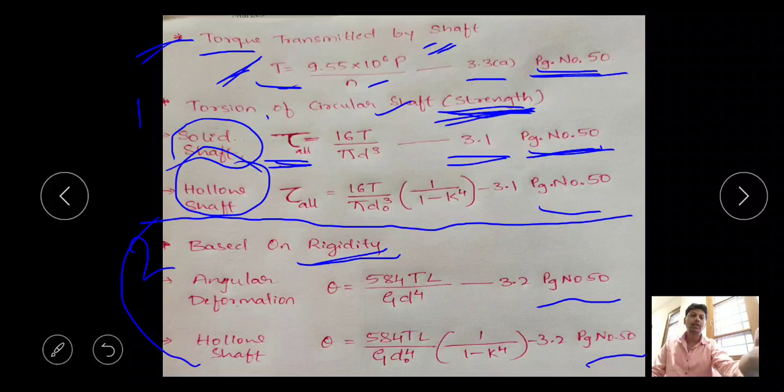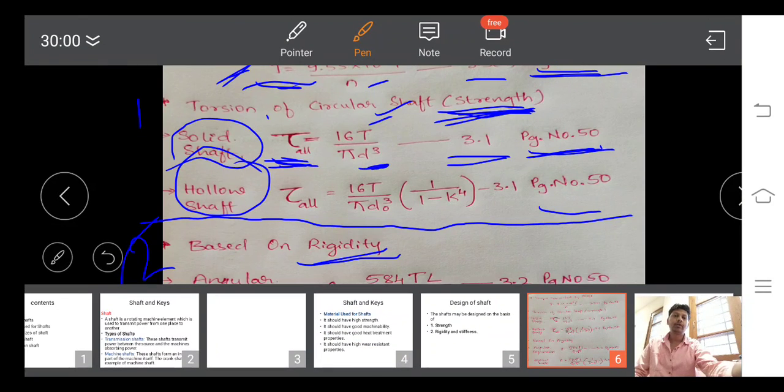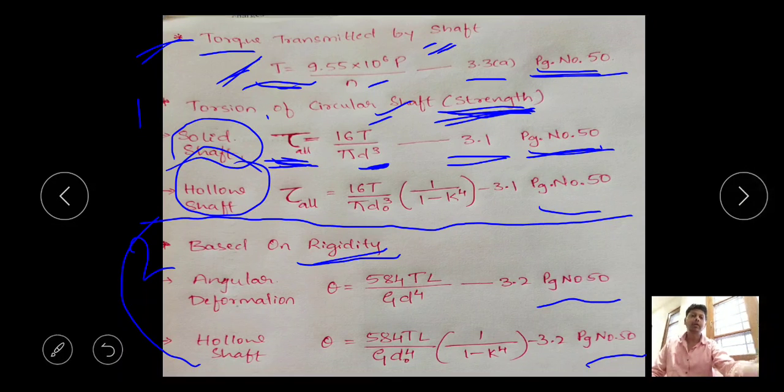The T you get from here, if you substitute it, you will get d. The pi value is 3.142, shear stress is 400, and T is whatever you get from above. If you substitute, you will get the diameter. This is for a solid shaft.